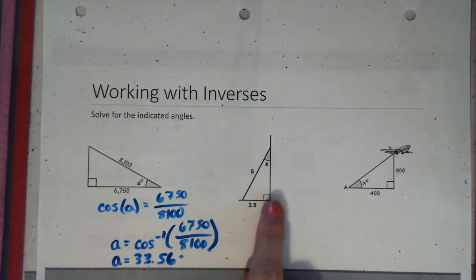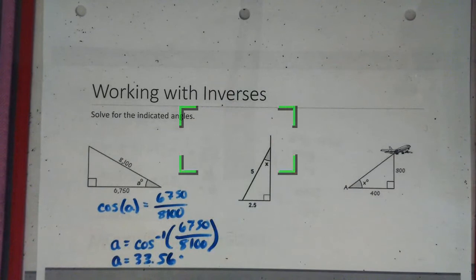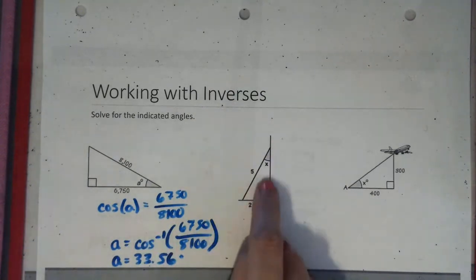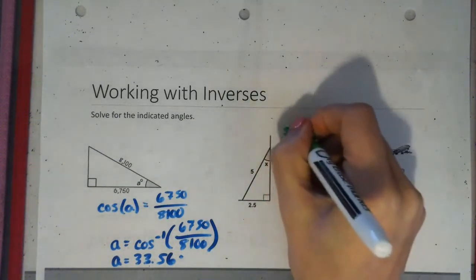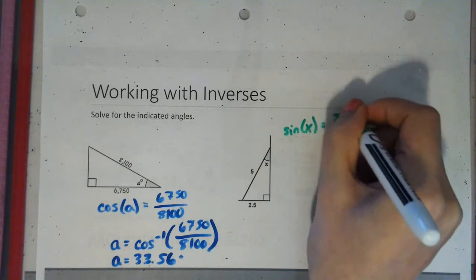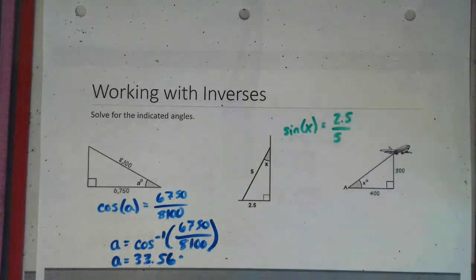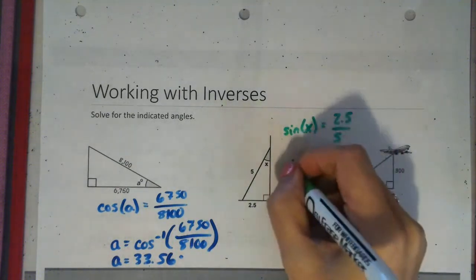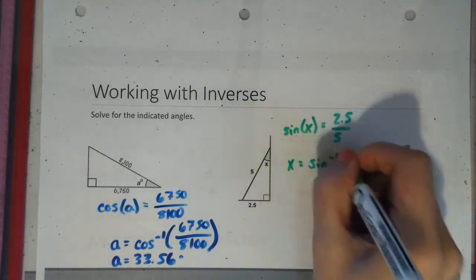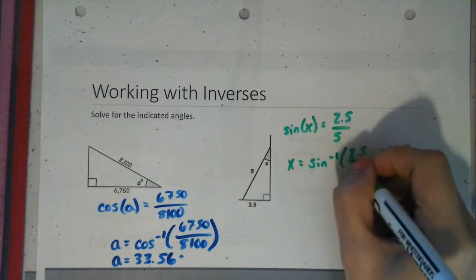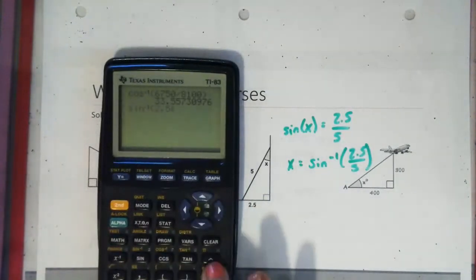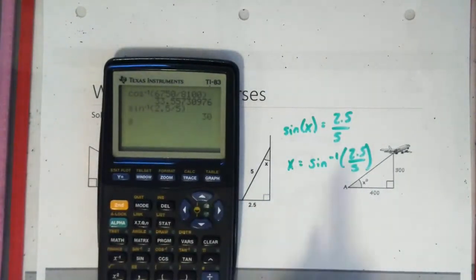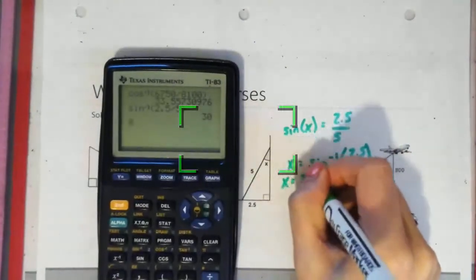Next up, we have this triangle here. We're trying to solve for angle X. We have the opposite and the hypotenuse, so that would be sine. The sine of angle X is equal to the opposite 2.5 over the hypotenuse of 5. So if I take the inverse sine of both sides, I'm going to get X is equal to the inverse sine of 2.5 over 5. And the inverse sine of 2.5 over 5 is equal to 30. In this case, X is equal to 30 degrees.